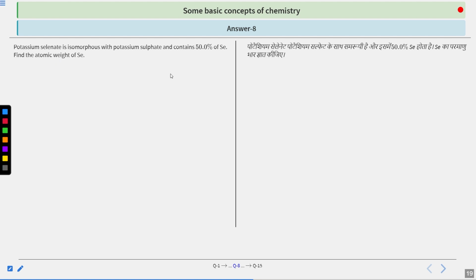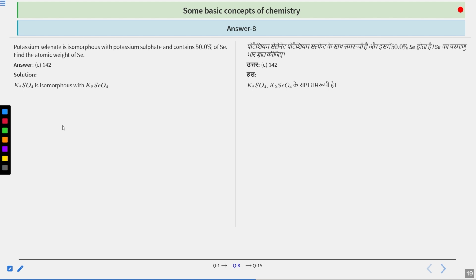And this potassium selenate contains 50% of selenium. So what is the atomic weight of selenium? Okay, so we have to calculate this. First of all, the answer is option number C, for those who solved, it is 142. If you got it, well and good.